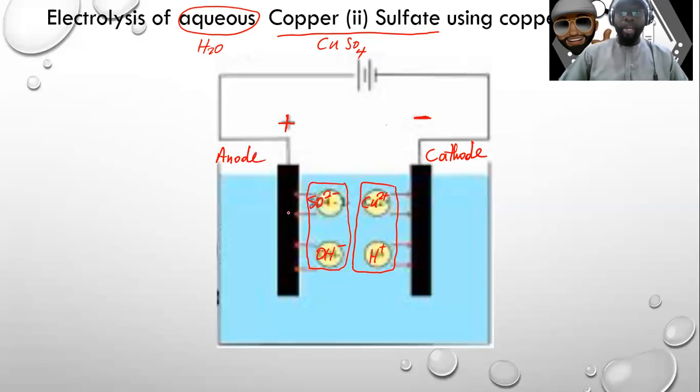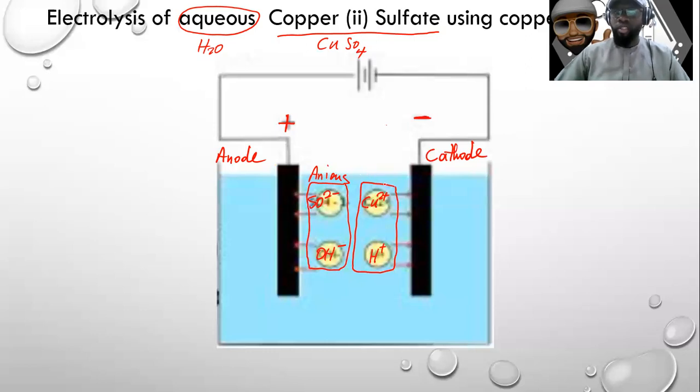Okay, now you've got two negatively charged ions and two positively charged ions. The two negatively charged, let's start with these ones first. The two negatively charged ions are called anions, A-N-I-O-N, anions. Why? Because they're attracted to the anode, so they're called anions.